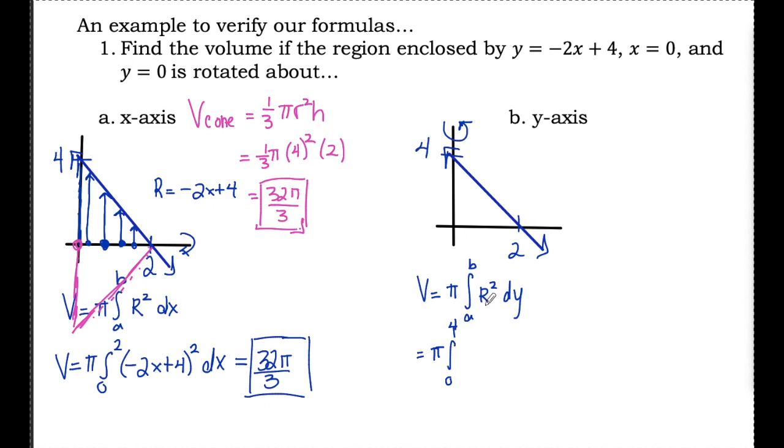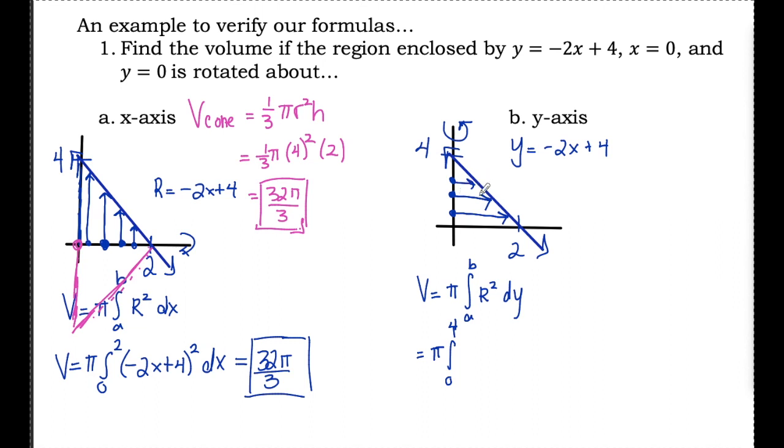R is still going to be found by calculating the distance from the axis of rotation to the farthest side of my bounded region. No matter where I draw in these R's, they are always the distance, just in this case, from the y-axis to this line. But since I'm calculating the distance in this horizontal direction, I have to rewrite this line. So before we said the line was y equals negative 2x plus 4, but since these radii are now being calculated as x distances, right?